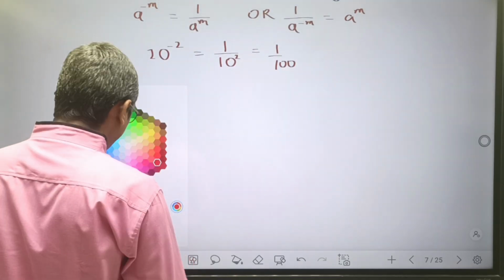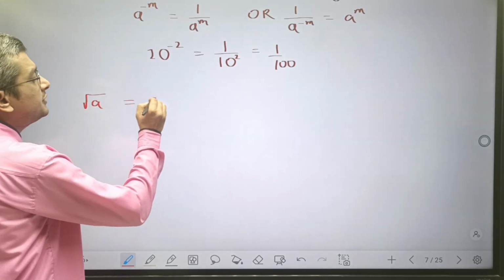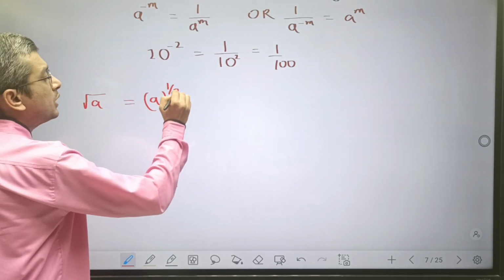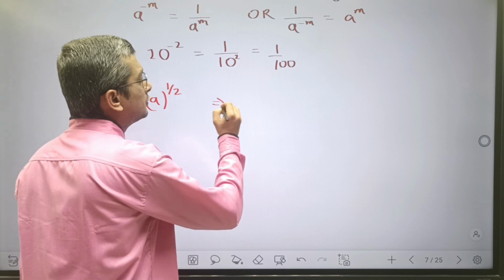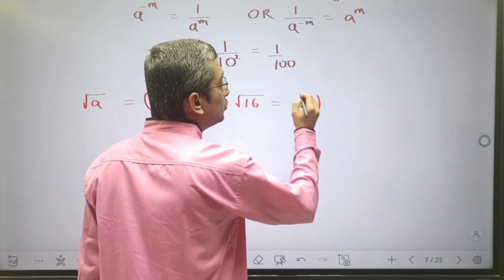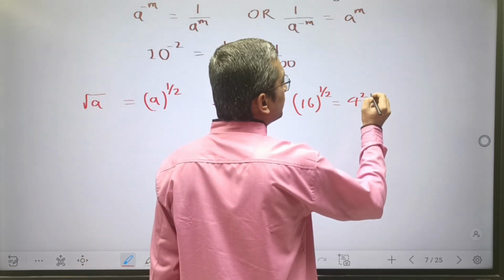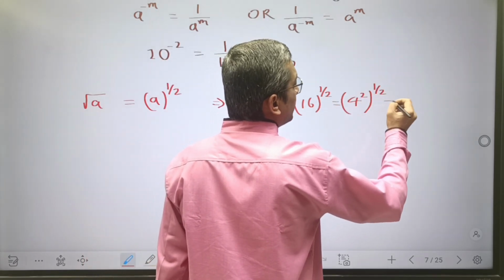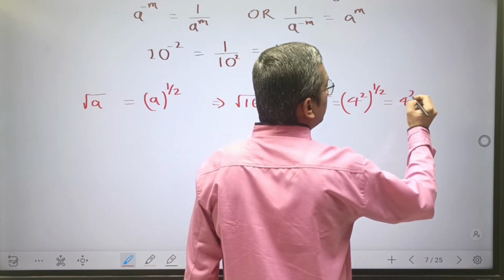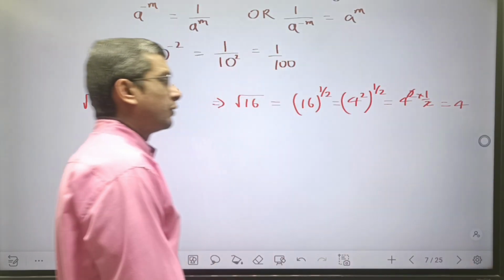What is surds? That is root. For example, if I write root a, this can be written as a to the power 1 by 2. For example, root 16 can be written as 16 to the power 1 by 2. Now this 16 can be written as 4 square, power 1 by 2, and these powers get multiplied, 2 into 1 by 2 cancel, and finally we are left with 4.